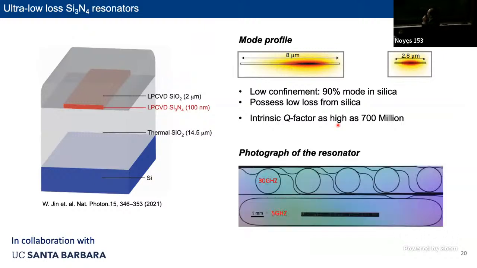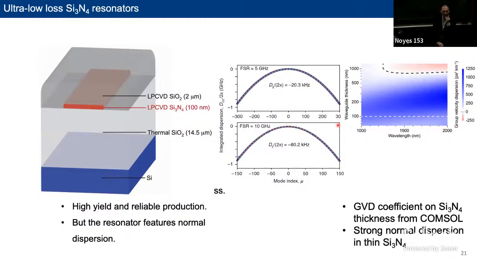However, there's an important drawback of this device: the dispersion is not favorable for us. Here's the integrated dispersion profile. The integrated dispersion for those resonators with low confinement structure is always normal, or you can see this is a negative curvature in the integrated dispersion plot. And if we think about it more, at the communication C-band, or 1550, the thickness we are working with is about 100 nanometers, and this thickness is far from the thickness where we can reach anomalous dispersion.